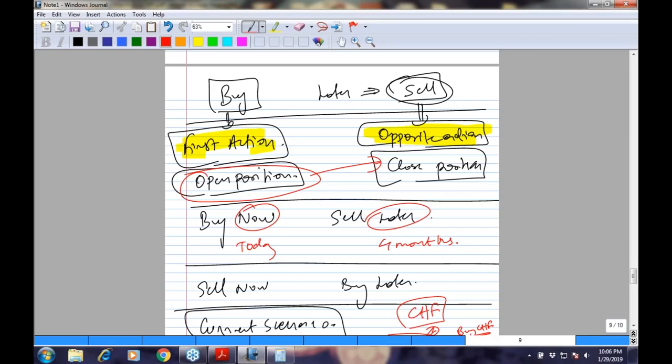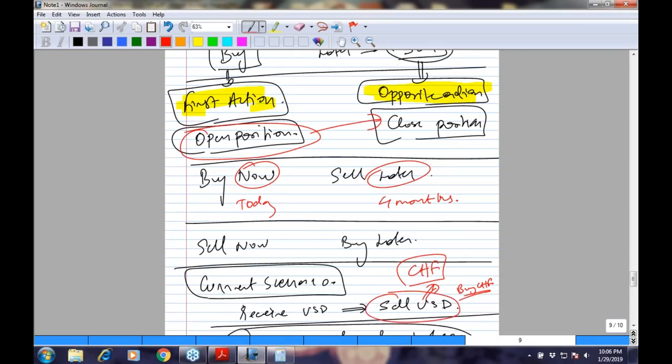Now let's move forward. The hedge strategy becomes buy now, sell later, or sell now, buy later, because either you will enter into a contract to buy right now or you will enter into a contract to sell. So if you enter into a contract to buy right now, you will have to enter into a contract to sell later. If you enter into a contract to sell now, you will have to enter into a contract to buy later. Is it okay?